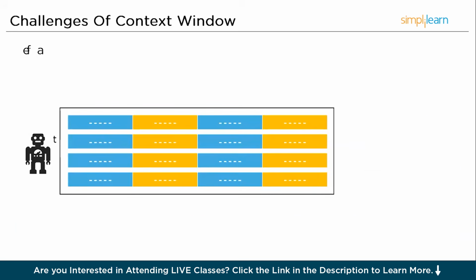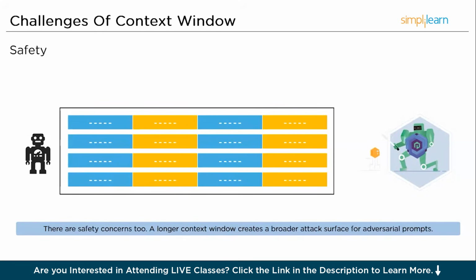Now, the last and important challenge of all is the safety concerns. There are safety concerns too. A longer context window creates a broader attack surface for hostile prompts. Malicious content embedded deep in between the input could evade the model's safety mechanisms, increasing the risk of jailbreaking, where the model executes harmful or unintended instructions.